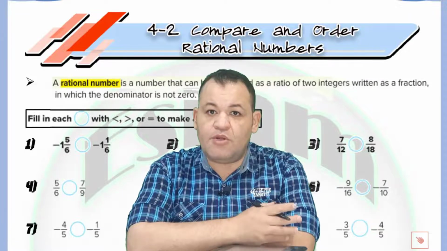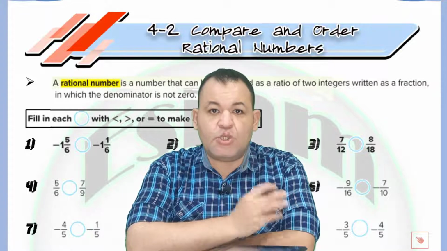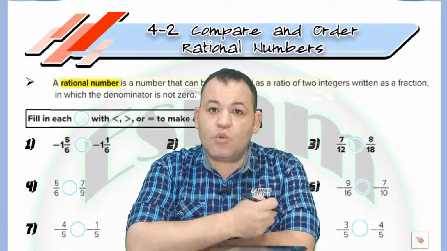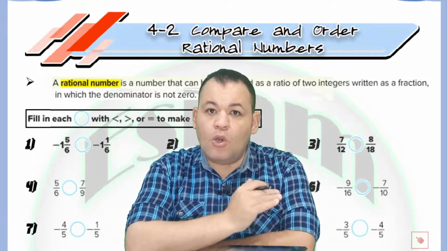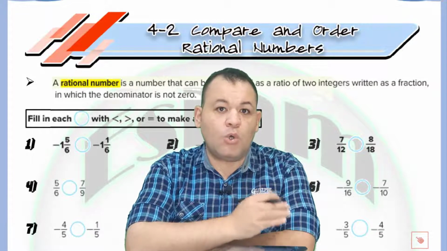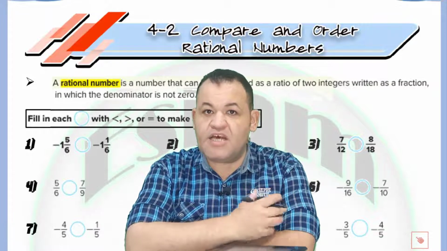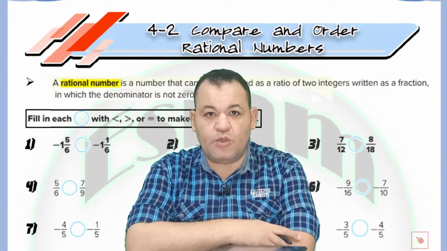A rational number is any number that can be written in the form of a fraction. So if we can write a number in the form of a fraction, this number will be a rational number. So all whole numbers, all natural numbers, and all integer numbers are rational numbers, because in an easy way you can write them as an improper fraction with denominator equal to 1.